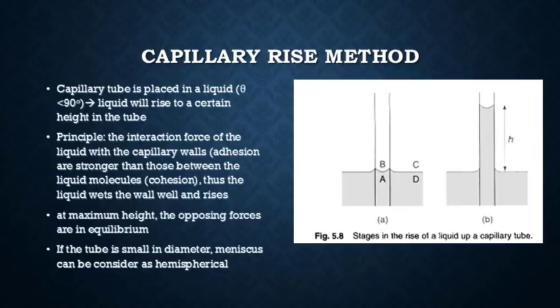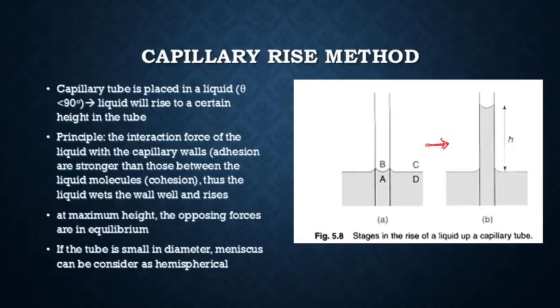The principle of the capillary rise method is based on capillary action. In this method, a capillary tube is placed in a liquid. Then the liquid will rise to a certain height in the tube. For example, what happened from here to here. The principle is the interaction force of the liquid with the capillary wall, where adhesion is stronger than the forces between the liquid molecules. Thus, the liquid wets the wall well and rises.